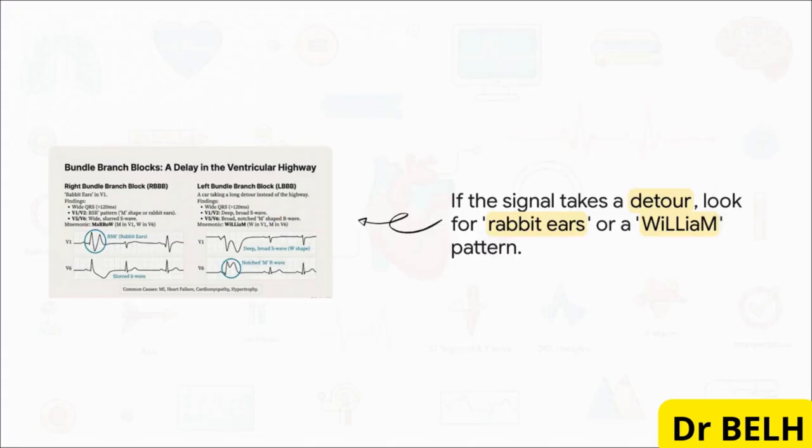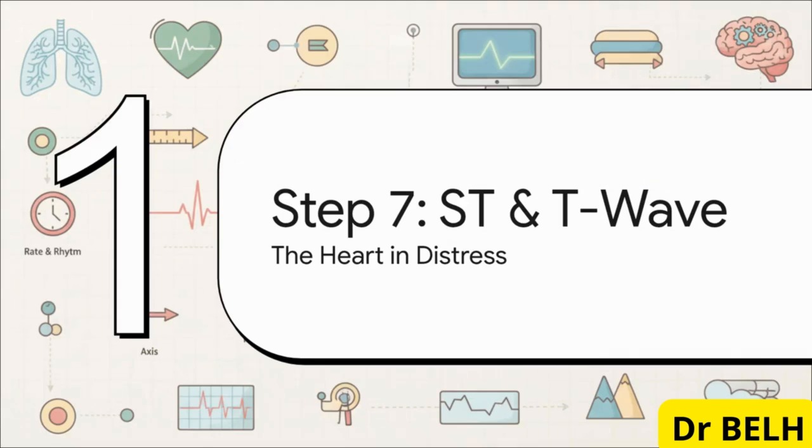Sometimes the electrical signal gets blocked on its normal path and has to take a detour. We call these bundle branch blocks, and luckily there are some super simple patterns to help us spot them. For a right bundle branch block, look in lead V1 for an RS-R' pattern. It literally looks like a pair of rabbit ears. And for a left bundle branch block, just remember the name William. You'll see a W shape in lead V1 and an M shape in lead V6. William. See? Easy.